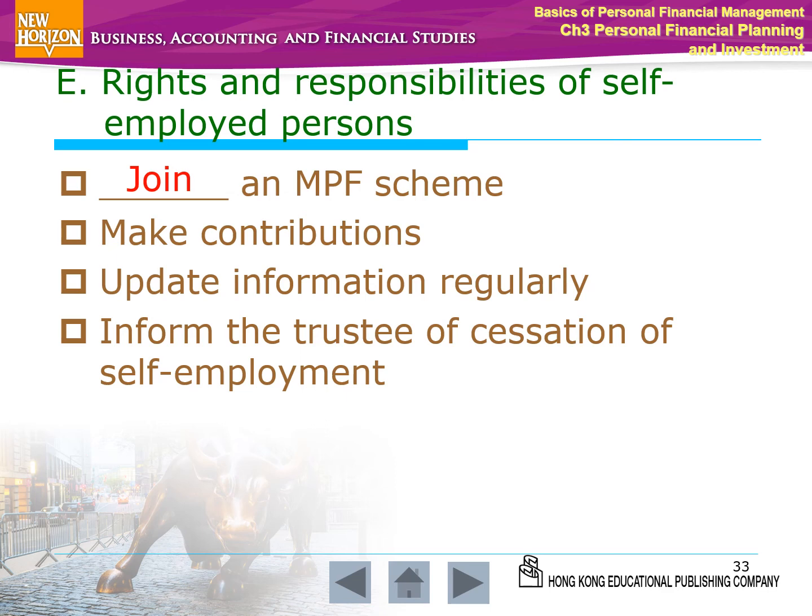That means if the self-employed persons do not become boss anymore and work for another institution, he or she must inform the trustee as soon as possible.